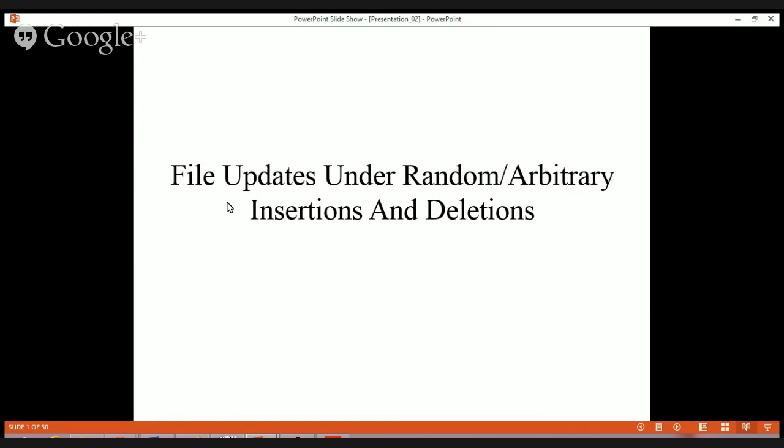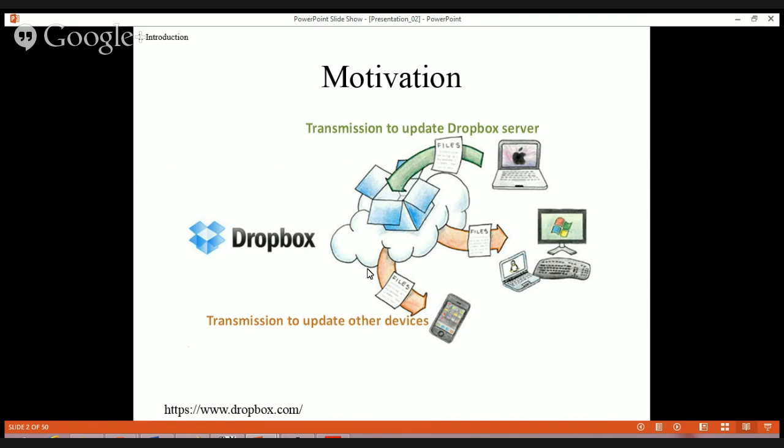In this video, I'm going to talk about our work on file updates under random arbitrary insertions and deletions. In cloud backup systems like Dropbox, the client may upload an edited version of his or her file to the Dropbox server, and the Dropbox server may transmit something to update the client's other devices. We are interested in minimizing the transmission cost of this situation.